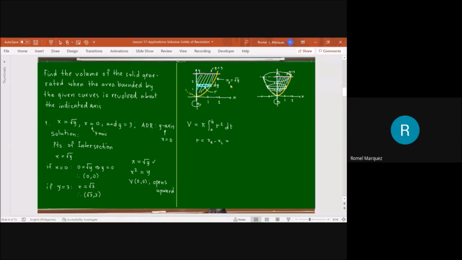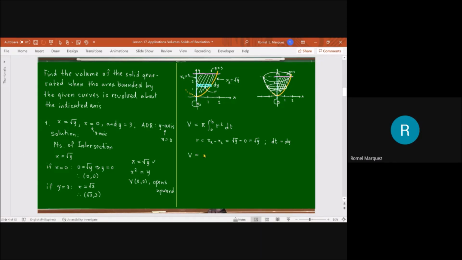So this is x right. X left happens to be 0. Okay? So that is square root of y minus 0, giving square root of y. And then our dt is dy. Hence, volume is given by the original region that is to be revolved, which runs from 0 to 3.